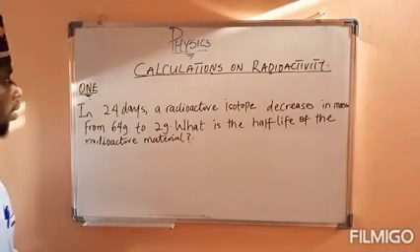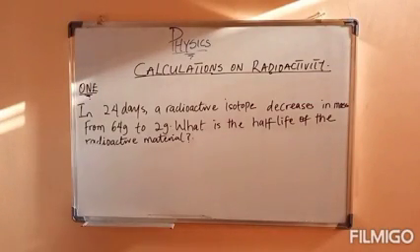So, number one question says, in 24 days, a radioactive isotope decreases in mass from 64 gram to 2 gram. What is the half-life of the radioactive material?